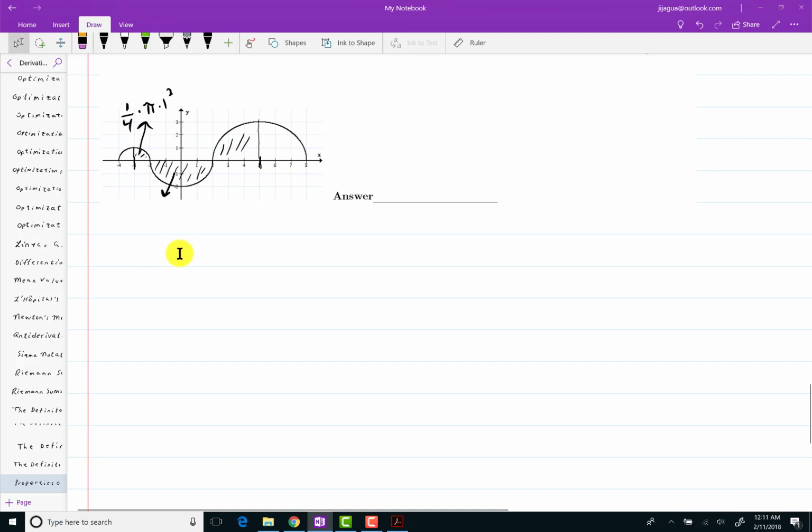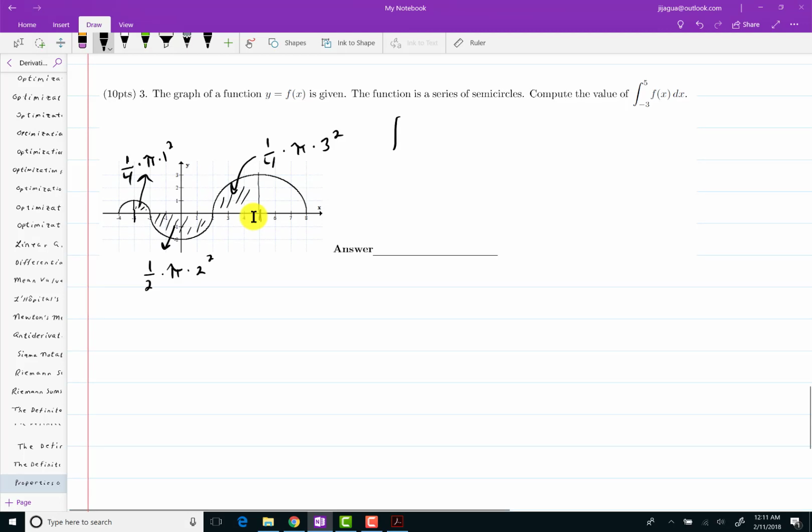And then this piece here, the radius is 2, and I have half of a circle, so I have 1/2 times pi times r squared. And then here I've got a quarter circle again, but the radius this time is 3, so I have 1/4 times pi times r squared. So the integral from -3 to 5 of f of x dx equals pi over 4 minus, this will end up being 2 pi, and then this will end up being 9 pi over 4.